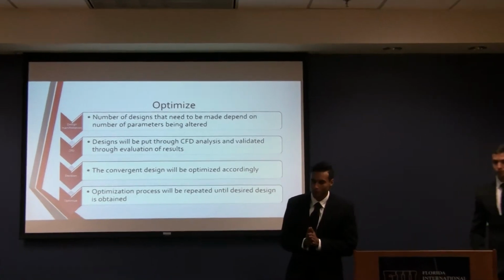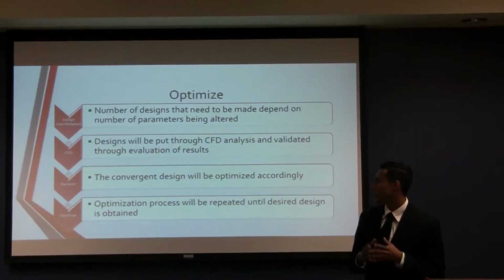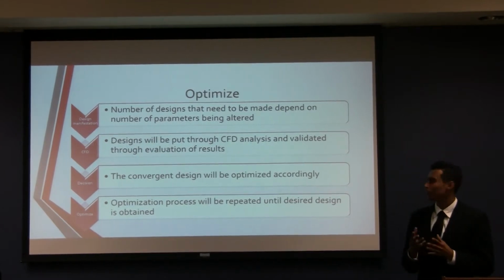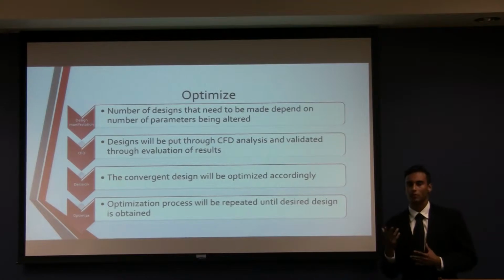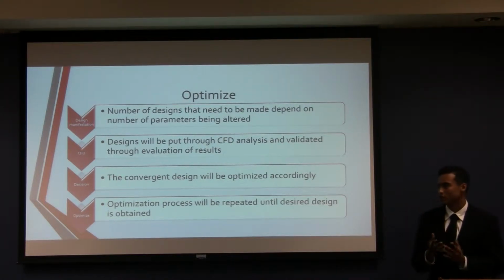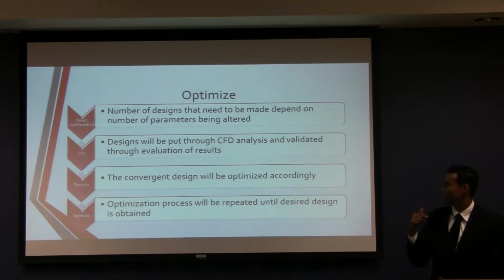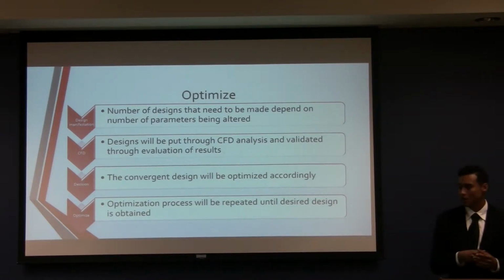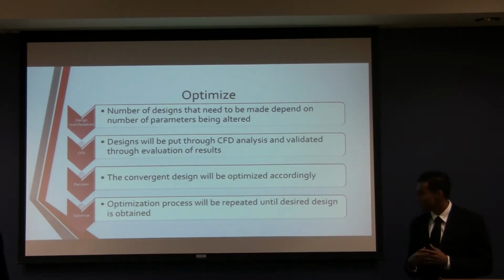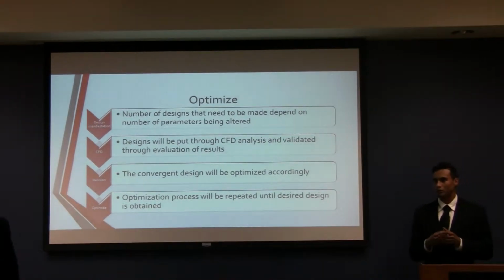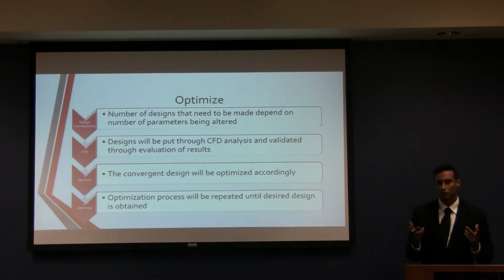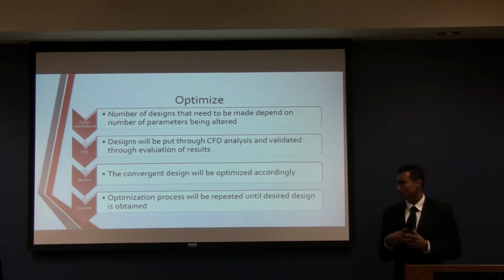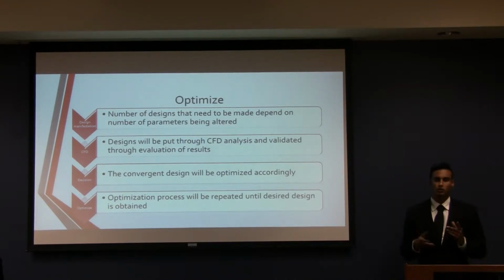The grand scope of our project is the optimization of the blade design. We're going to design different blades and change the parameters. We're going to change different twist angles and different locations of our 3D line. These different designs are going to be put through a computational fluid dynamics analysis, and then validated through a convergence study. The optimization process will continue and be repeated.